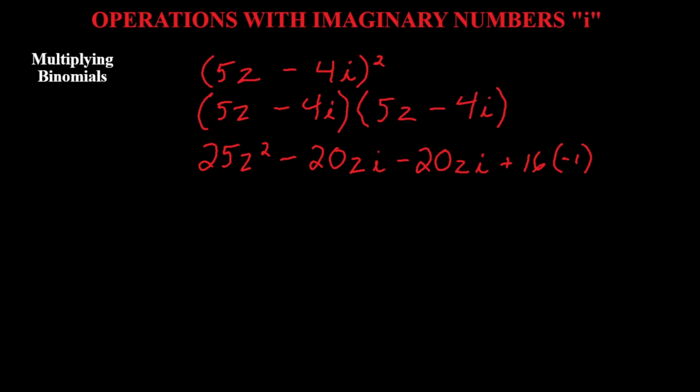Simplifying on the next line. Minus 20zi minus 20zi is minus 40zi. And positive 16 times minus 1 is minus 16, and this is our final answer.